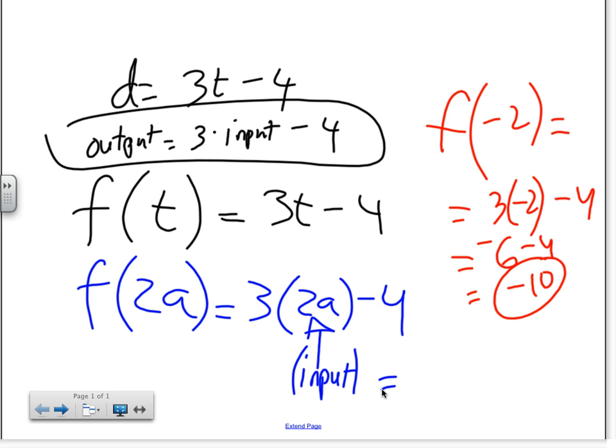What's 2A times 3? 6A. 6A, and then minus 4. But notice that I can't combine like terms, so I just leave it like that, and that's my output. That's it. Questions so far?